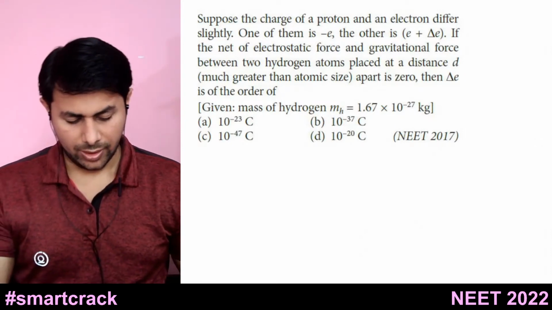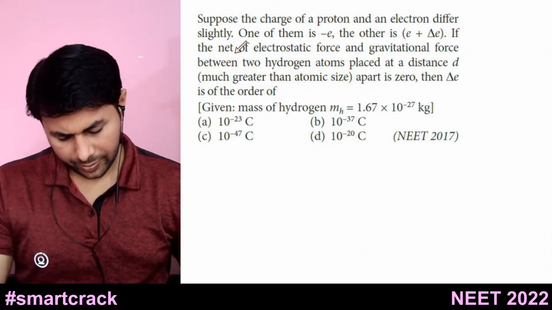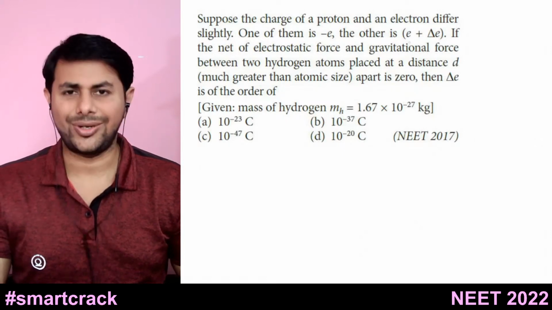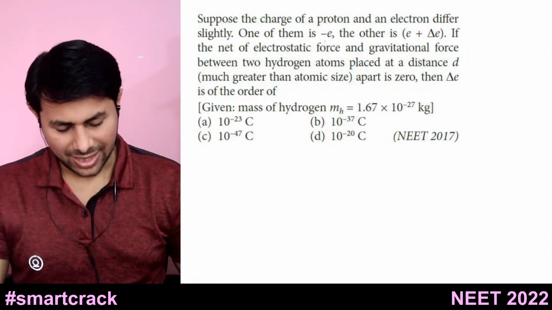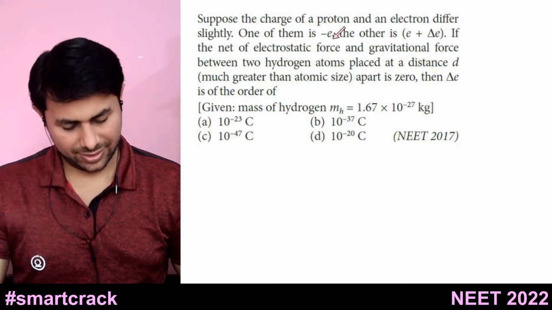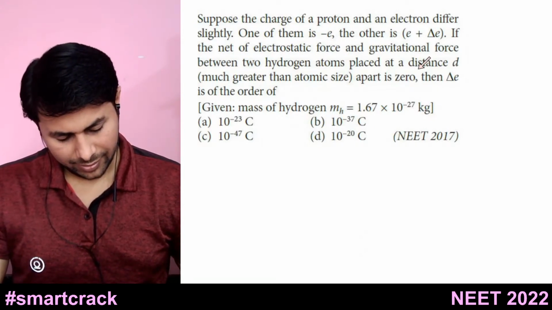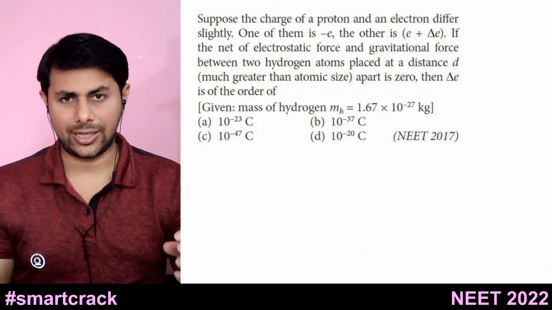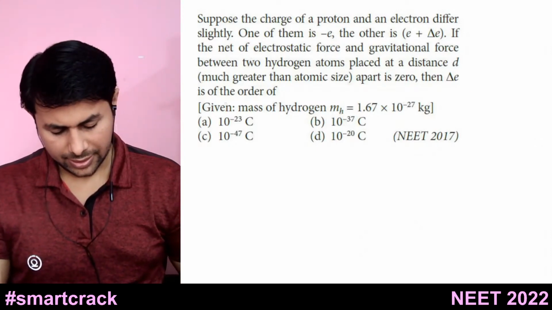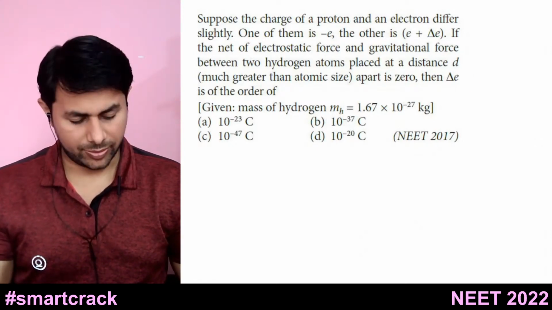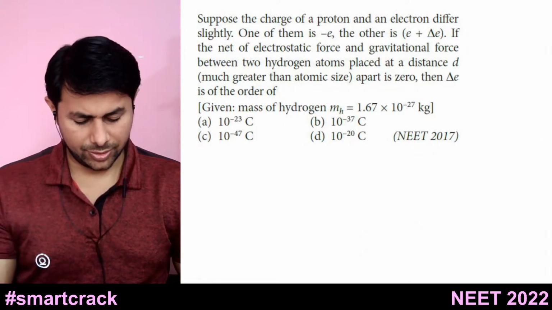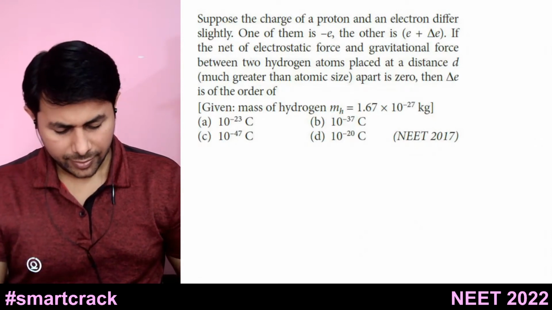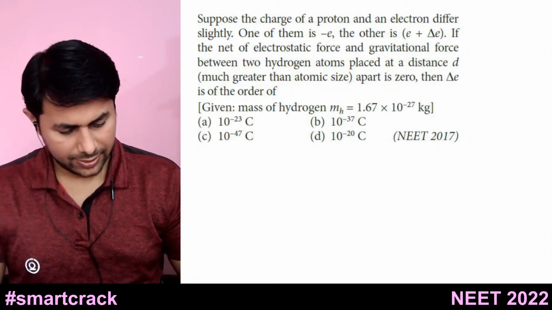So the question is, you have two hydrogen atoms. Charge on proton is E plus delta E, charge on electron is minus E, and the net force between those two hydrogen atoms is 0. Then delta E is of the order of. So we have to find out the order of magnitude of delta E. Alright, let us try to solve this.